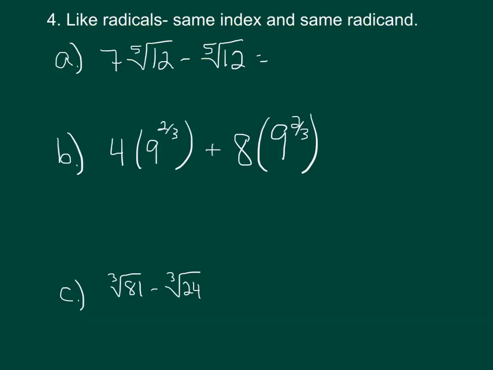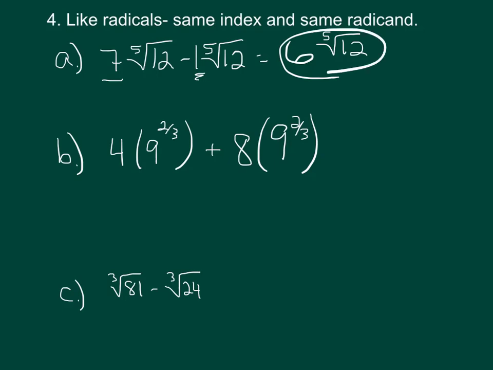Like radicals have the same index and the same radicand. Essentially, if they look exactly the same, we can treat them like variables. Here we have a 7 times the fifth root of 12 minus the fifth root of 12. Well, there's really a 1 in front of here. So it's like saying 7x minus 1x. We get 6 times the fifth root of 12.